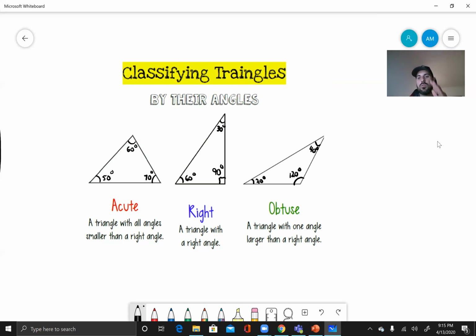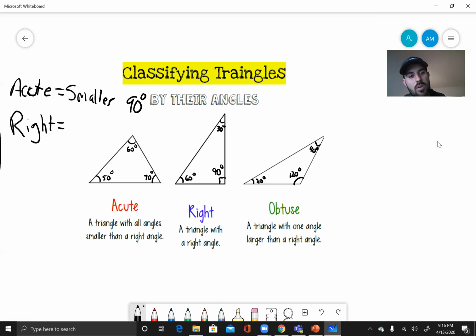We have our acute angle, so think of something cute, like a cute little puppy. Acute would be small, smaller than 90 degrees. So an acute angle is anything that is smaller than 90 degrees. It has a little tiny curve. Then we have our right angle. A right angle is equal to exactly 90 degrees, and it has a straight box, a boxy look.